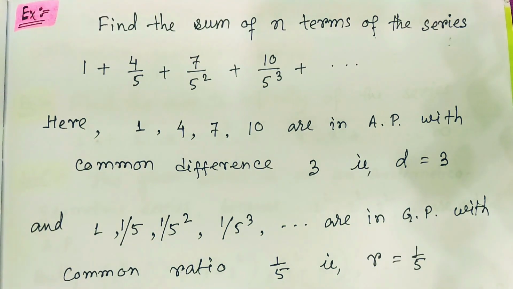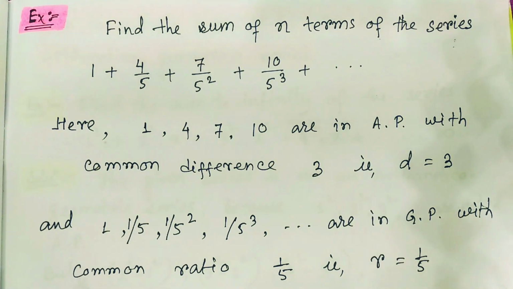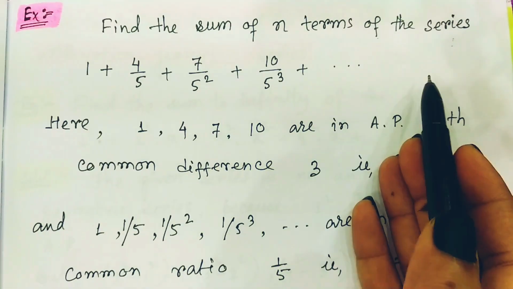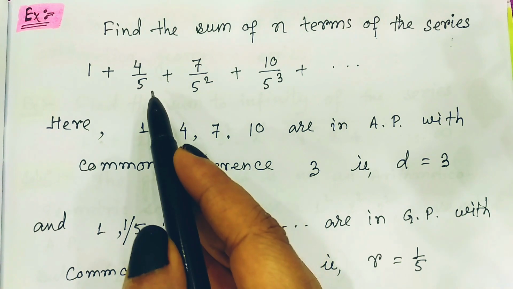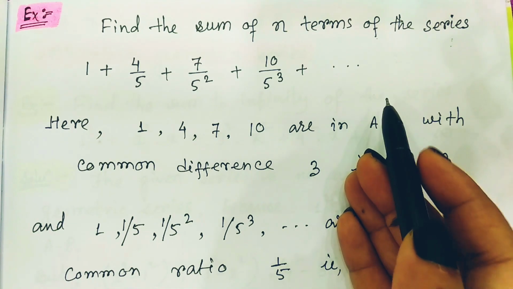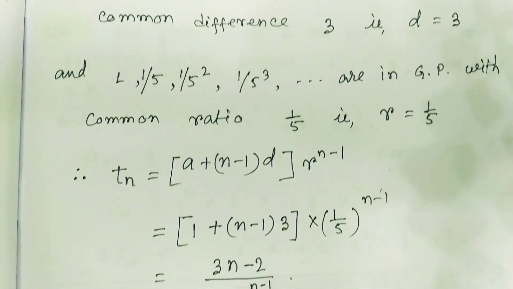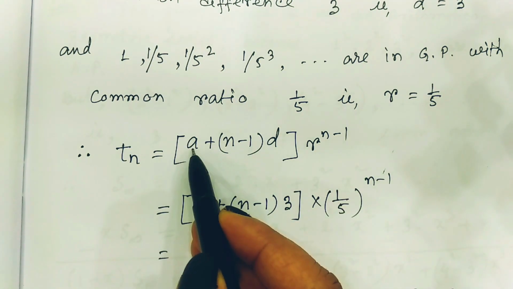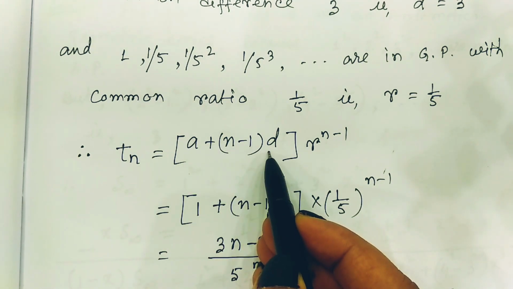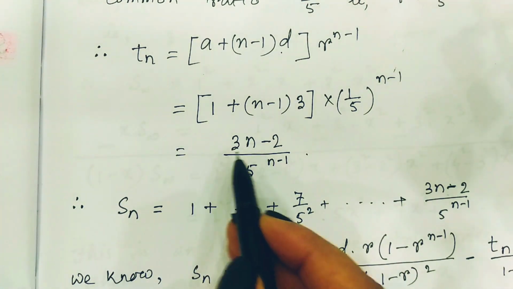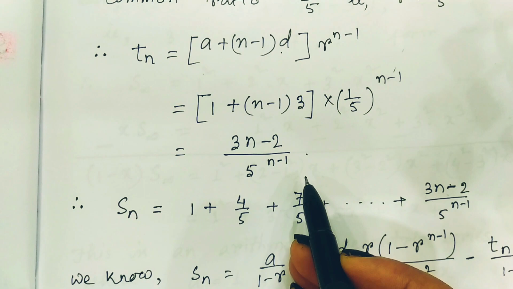So the question is, find the sum of n terms of the series 1 plus 4/5 plus 7/5^2 plus 10/5^3 plus and so on. Just have a look: 1, 4, 7, 10 are in AP with common difference 3, and 1, 1/5, 1/5^2, 1/5^3 are in GP with common ratio 1/5. So accordingly we can say Tn equals (a + (n-1)d) r^(n-1), where a equals 1, d equals 3 and r equals 1/5. If we substitute and simplify, we find Tn equals (3n - 2) divided by 5^(n-1).